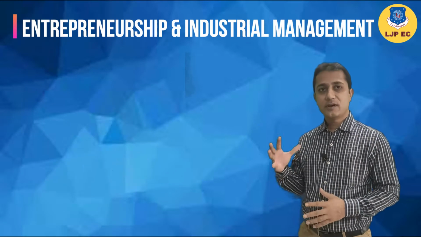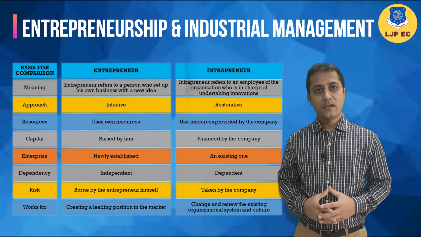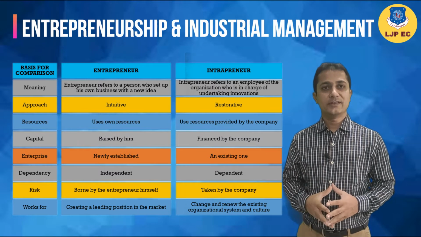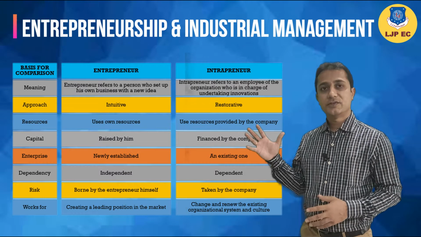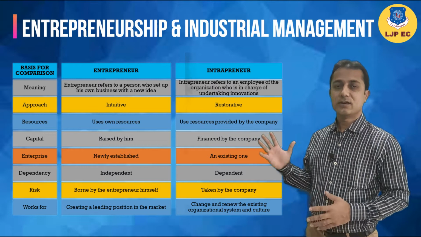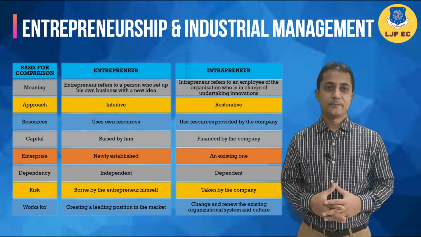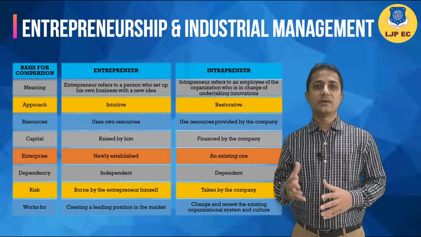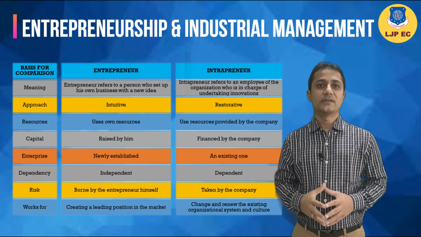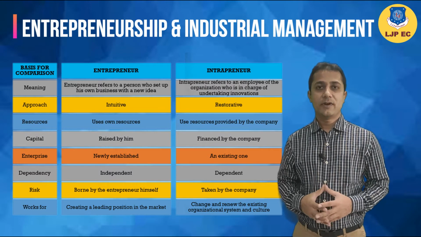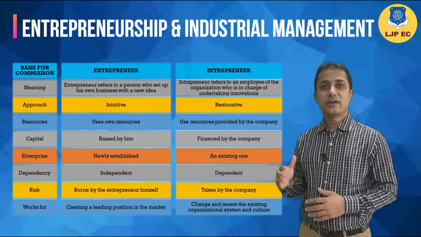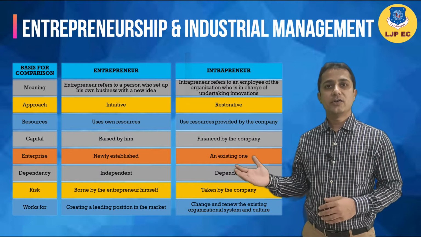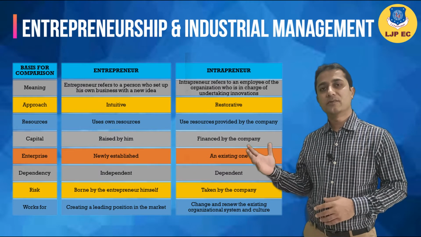Let's see first the comparison chart. So, the first column is about the basis for the comparison. The second column is showing the entrepreneur and the third is showing the intrapreneur. The first, meaning. Entrepreneur refers to a person who sets up his own business with a new idea or concept, whereas intrapreneur refers to an employee of the organization who is in charge of undertaking innovation in the product, services, processes, etc.